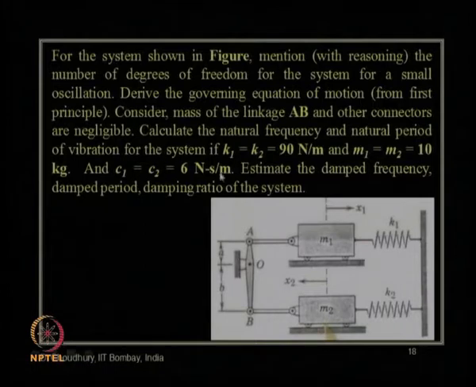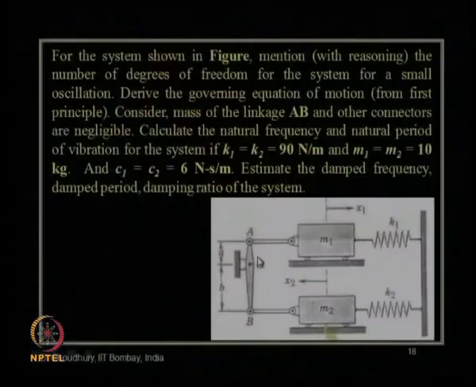What is asked is to calculate the natural frequency and natural period of vibration for the system if the values of K1 and K2 are equal to this and masses M1 and M2 are equal to this. In the next step, if we add two dampers C1 here and C2 here with these values, then estimate the damped frequency, damped period and damping ratio of the system. So, let us see what the solution will be if we draw the free body diagram of this link.